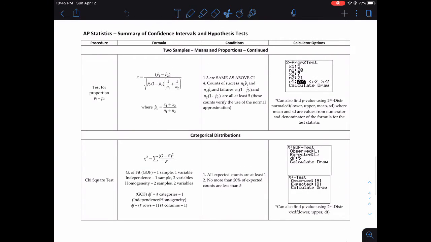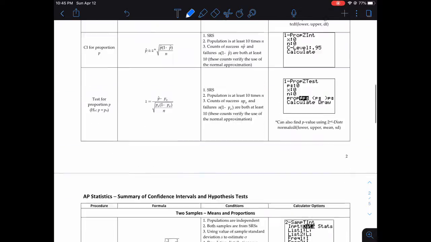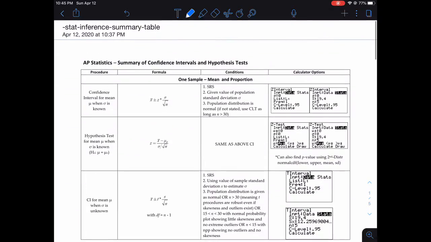This chi-squared, so this is not on the test. But all the other stuff are things that we've talked about or what we're talking about in our next unit. So it's got your confidence interval for a mean. When you know sigma, it's going to be a z-test, and then it gives you your conditions to check, and then how to do it in your calculator.